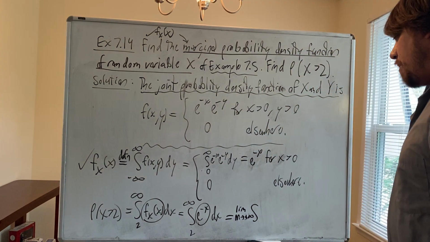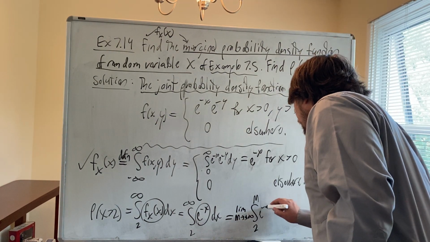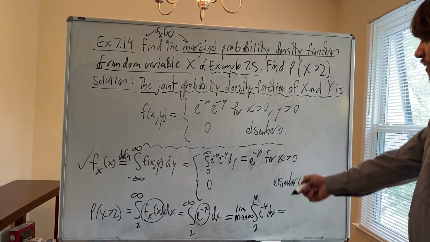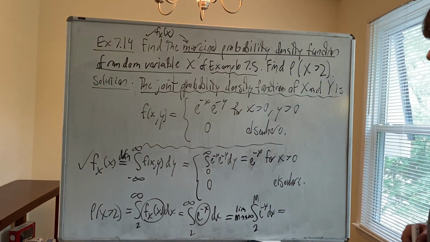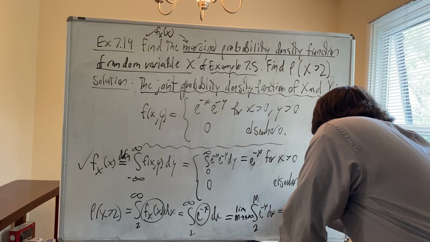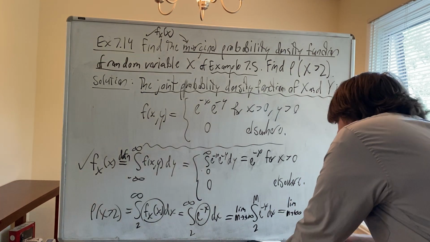This is the limit as capital M approaches positive infinity of the definite integral from 2 to capital M of e to negative x dx. I chose capital M because my first name is Michael. Capital M is also commonly used there. So when you calculate this definite integral, it is the limit as capital M approaches positive infinity of that definite integral.